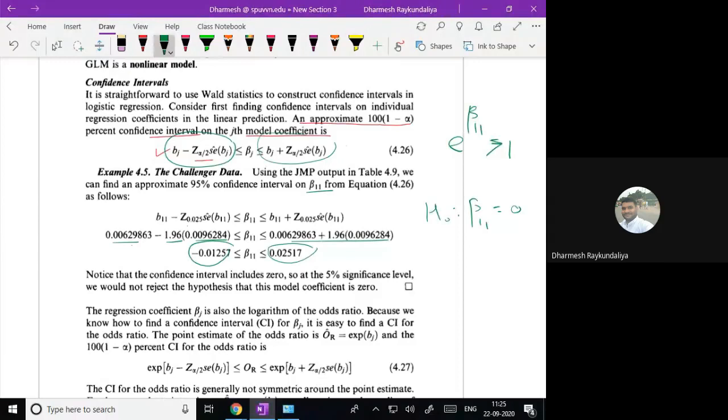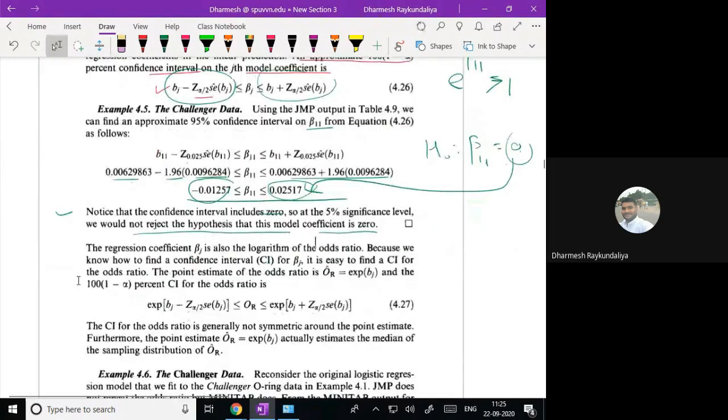Third one is that you develop a confidence interval and try to see whether 0, that is, beta 1 1 equal to 0, is contained in this interval. Yes, it is from minus to plus. So it is further indicating that the confidence interval includes 0, so the 5% significance level would not reject the null hypothesis. That means this model coefficient is 0. So this is where you can also take the decision.